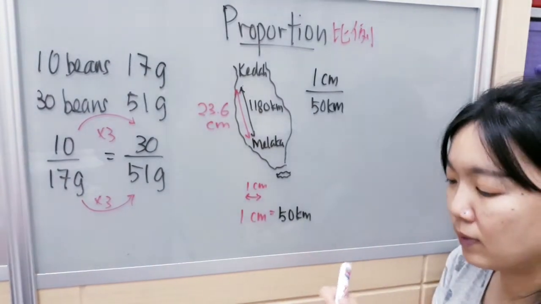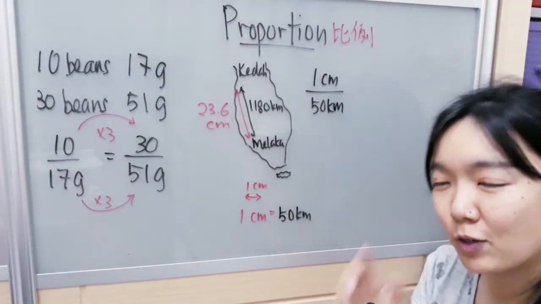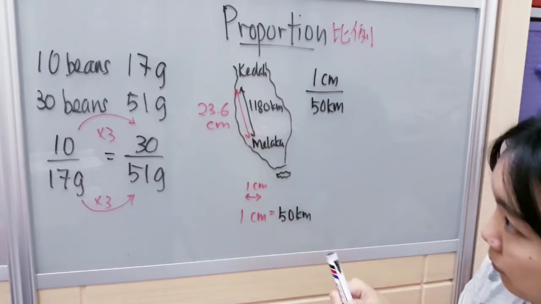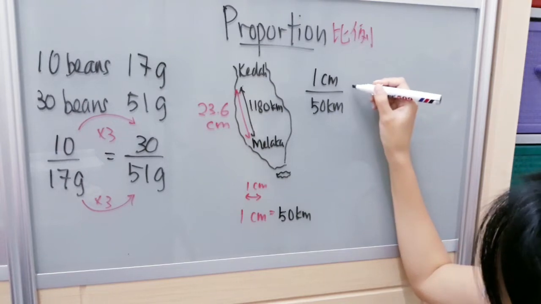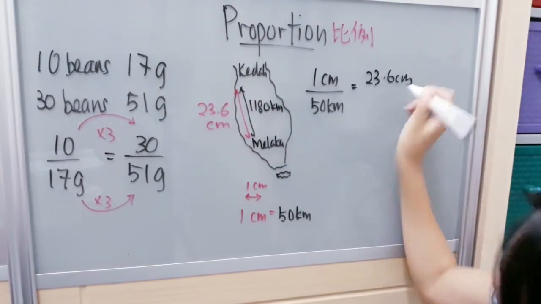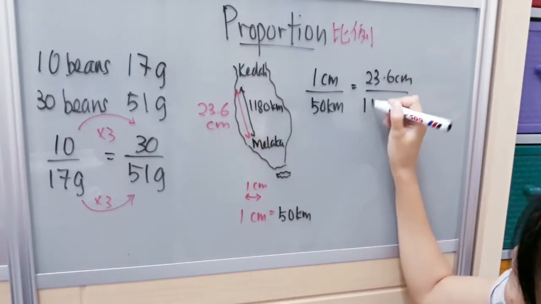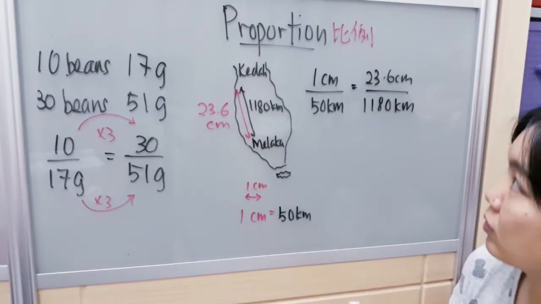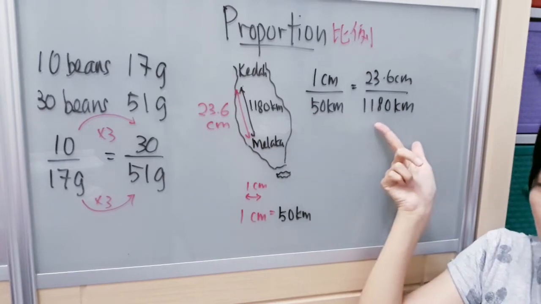What is this? This is actually the same unit. So is this a ratio or the rate? You think about it. So this is a scale and the real one. We can put it as 23.6 cm. Why? Because cm to cm to 1,180 km. So this is the proportion that we put two ratios together.